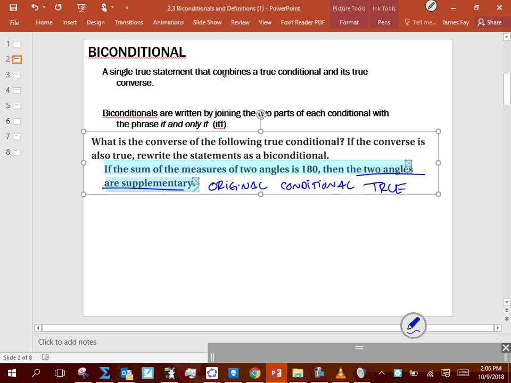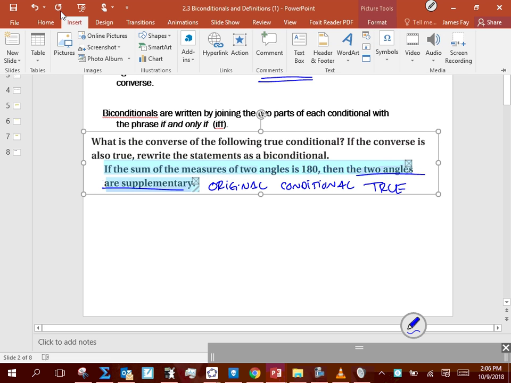Okay, so this is a true statement, right? So we got the one part. We got a true conditional here. Let's see if its converse is true as well. So take a minute, write what you think the converse would look like.